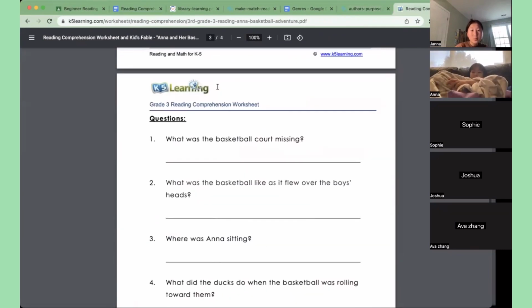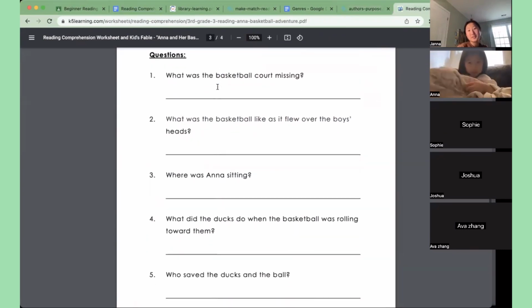Now we're gonna answer some questions just to see if you guys understood. So we can answer these as a class. So what did the story say that the basketball court was missing? A basketball. They just threw it out. Yeah, so the basketball court was missing a fence, and that's why the basketball flew out.